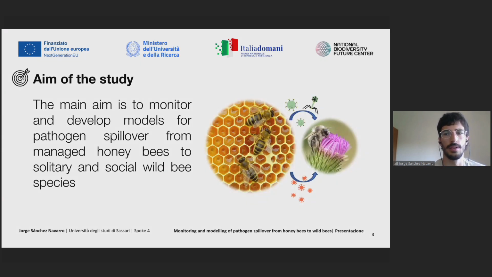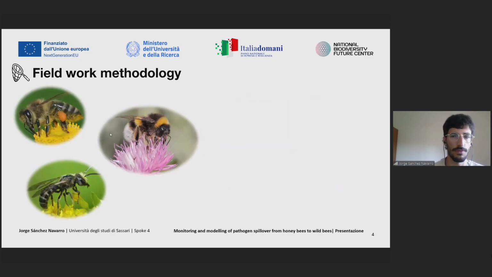For that matter, the main objective of my thesis is to monitor and develop models for pathogen spillover from managed honeybees to solitary and social wild bee species. For that, we've developed a methodology for which we've divided our target species into 3 groups, which are Apis mellifera, the honeybee, Bombus, the bumblebees, and solitary wild bees.